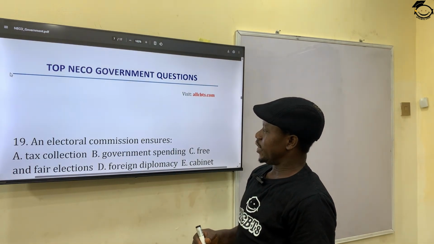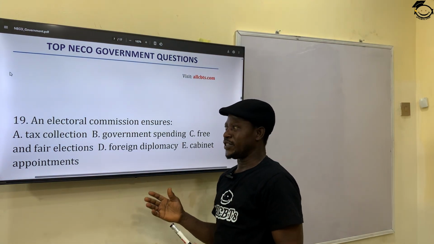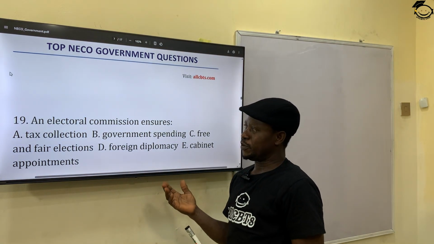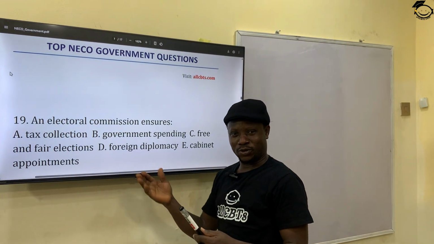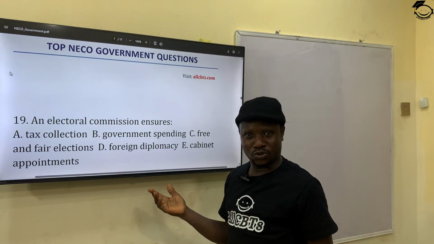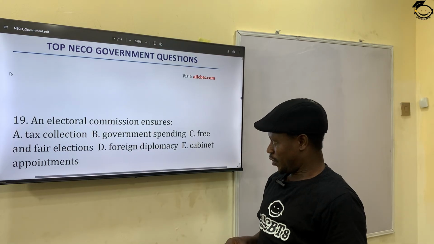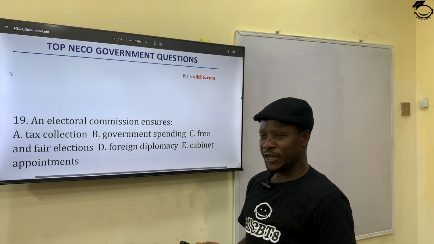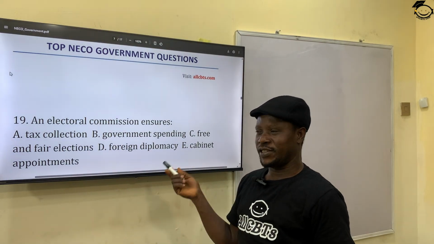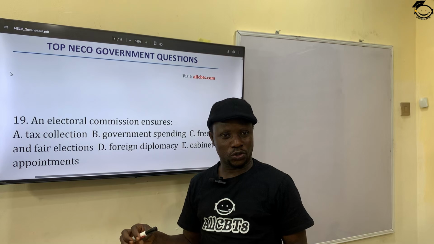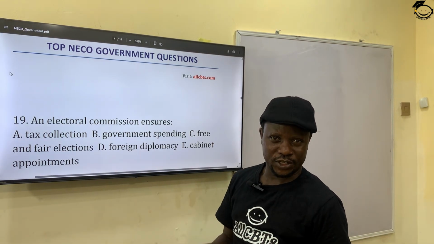An electoral commission ensures, in other words, what is the primary duty, the primary responsibility of an electoral commission? A, tax collection. You and I know that cannot be correct because it has nothing to do with that. Government spending, free and fair elections, foreign diplomacy, cabinet appointment. This is also another bonus question to you. The most correct answer here is C. It ensures the conduct of a free and fair election.